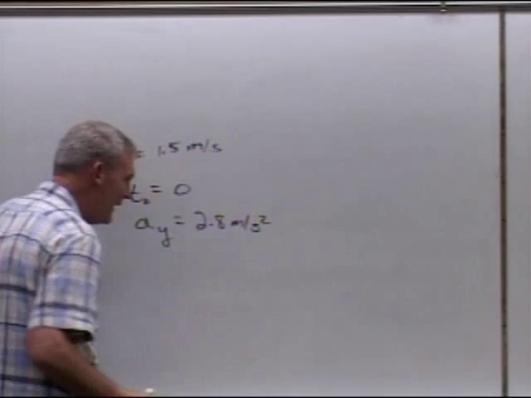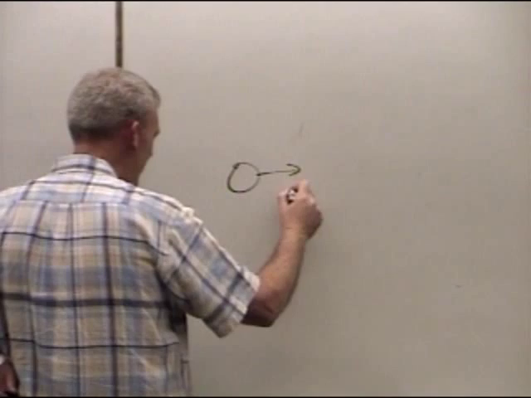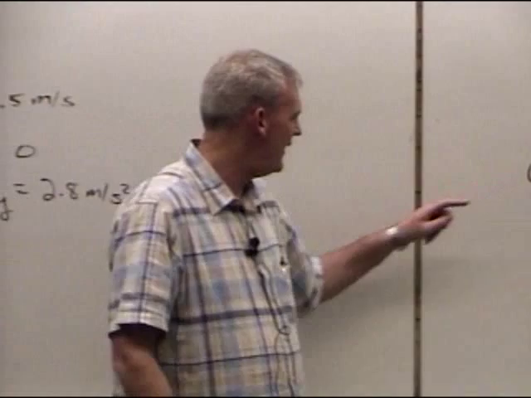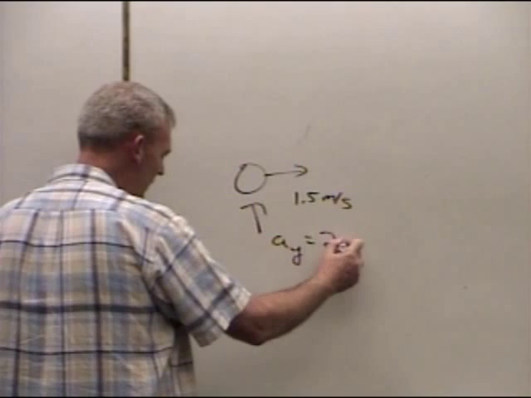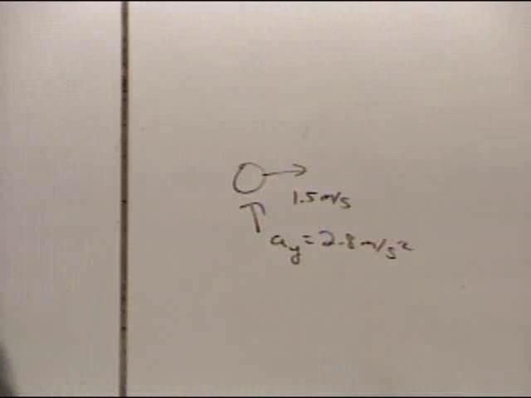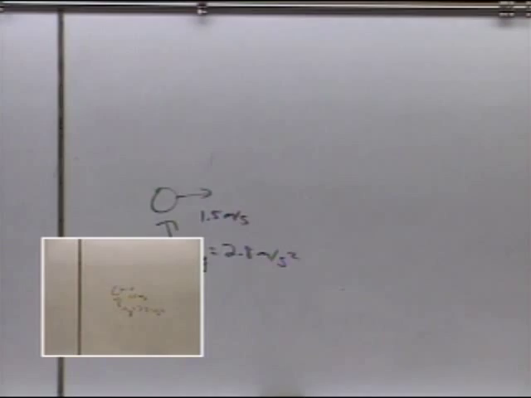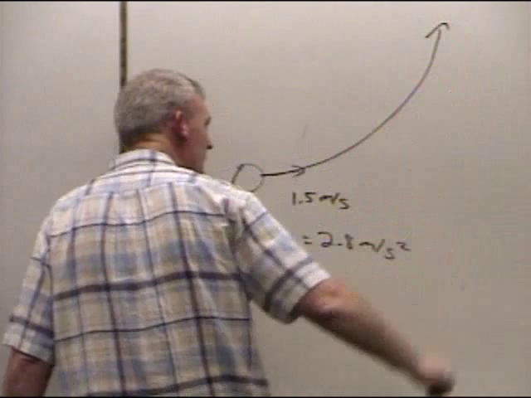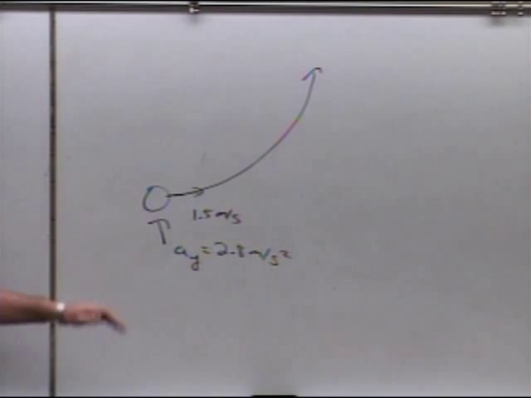Okay, so here's basically what's going on. Got a ball rolling here at 1.5 meters per second. All of a sudden, it starts to experience an acceleration, pushing it that way at 2.8 meters per second squared. What's the path of this ball going to look like now? What's it going to do? Yeah, it's going to have a curved path. It's going to all of a sudden go, whoa. And it will continue, but guess what? It will never go straight.